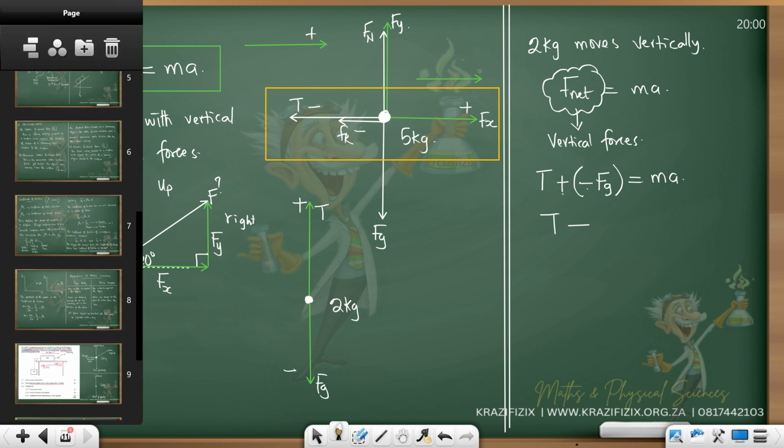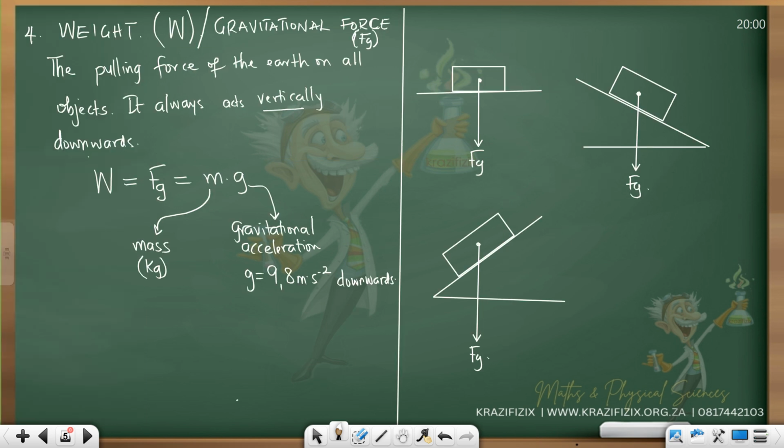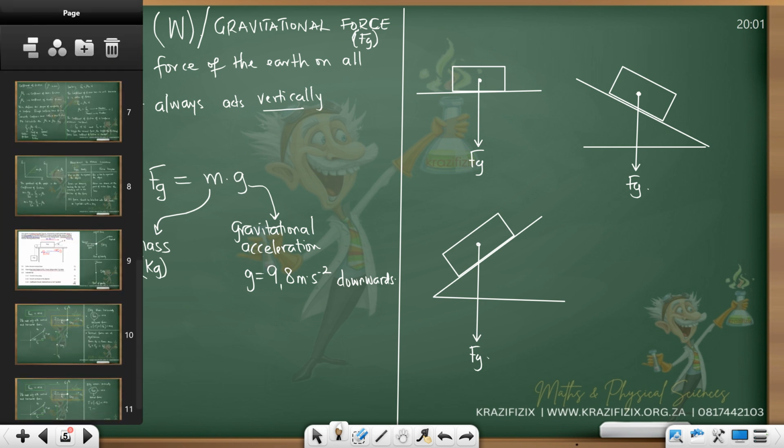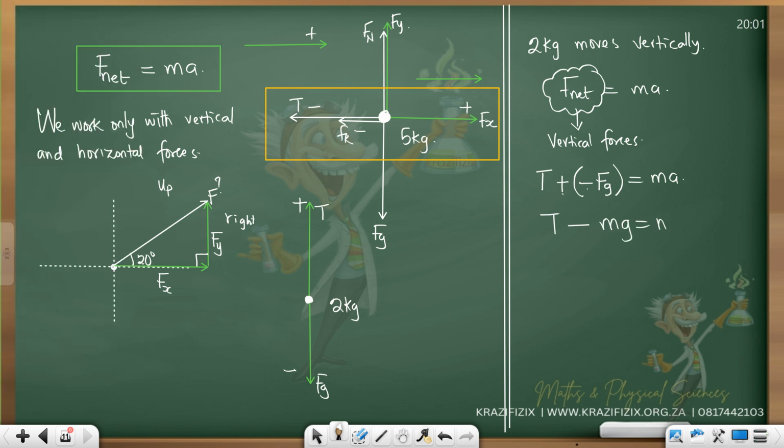Let me take you back. Check there, number 4. FG is M times what? G. So check here, equals to what? MA. Do I know T? No. Do I know the mass? 2. Do I know G? It's a constant, 9,8. Do I know the acceleration? 2.